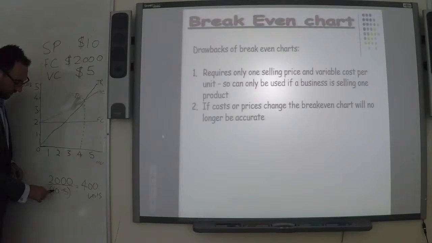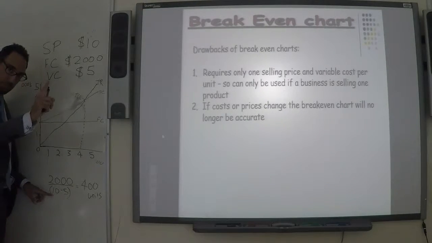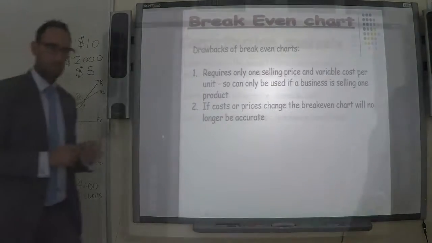Remember, it's the selling price minus the variable cost per unit. Okay. So it's not the total revenue, it's not the total variable cost, it's the selling price for 1 unit, the variable cost for 1 unit. Okay. 10 minus 5 is 5. 2,000 divided by 5 is 400 units.